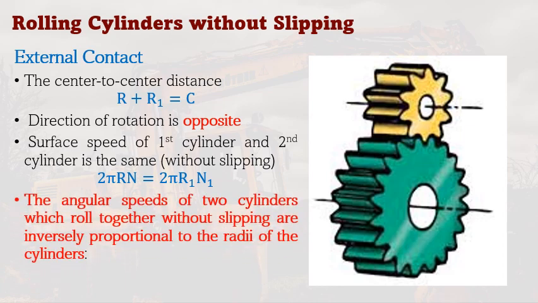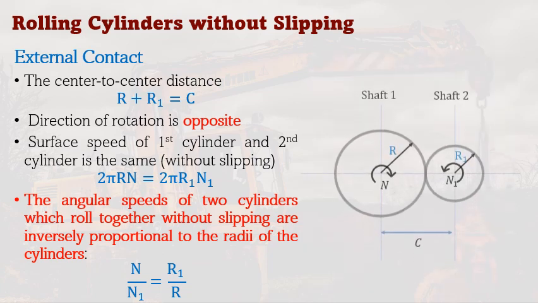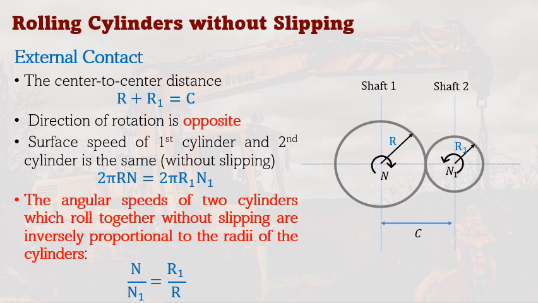Also, the angular speeds of two cylinders which roll together without slipping are inversely proportional to the radii of the cylinders if we rearrange the previous equation, thus obtaining the ratio that you can see in the presentation. So you can see the relationship between the various variables here in the schematic diagram. We have shaft 1 wherein the larger cylinder is rotating and shaft 2 where the smaller cylinder is rotating. You can see that the center-to-center distance is just equal to the sum of the radii of each cylinder.